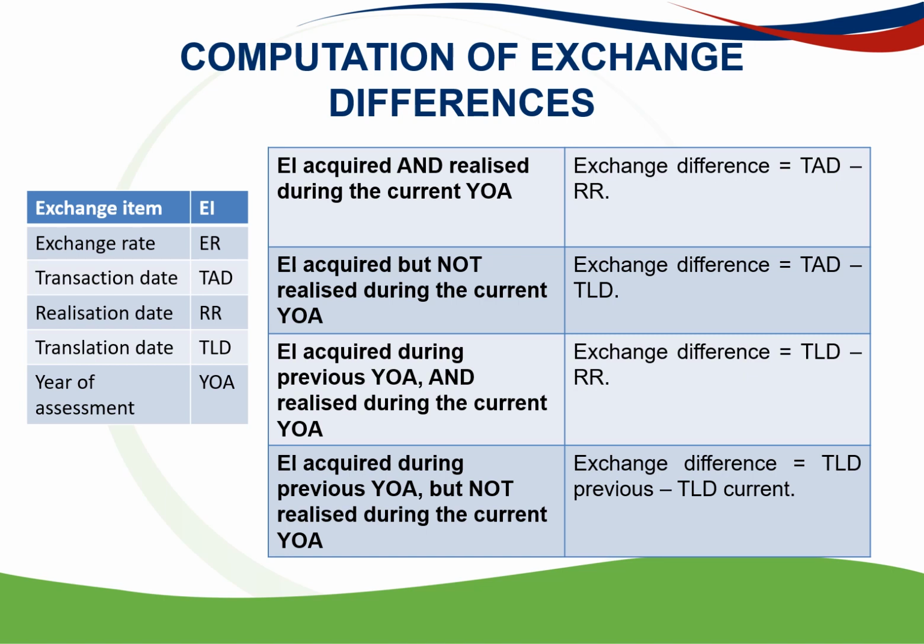And then lastly, your exchange item acquired in the previous year of assessment but not realized during the current year of assessment. There your exchange difference will be the exchange item multiplied by the exchange rate at which the exchange item was translated at the end of the immediately preceding year, less the exchange rate at which the exchange item is translated at the end of the current year.